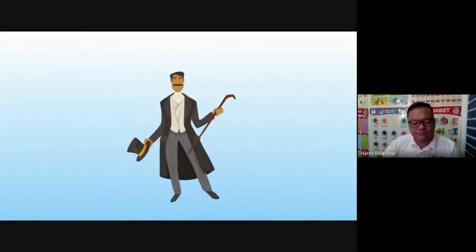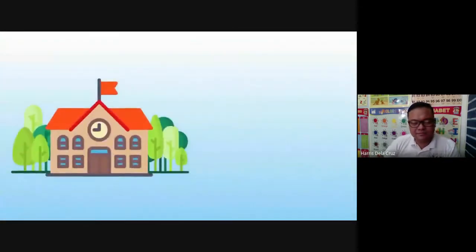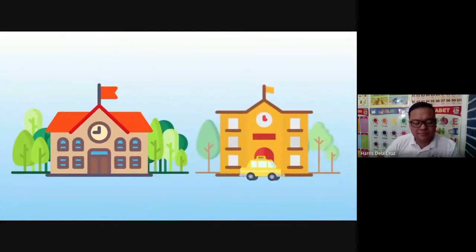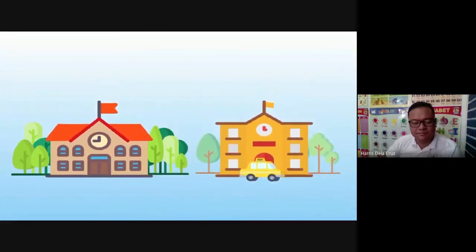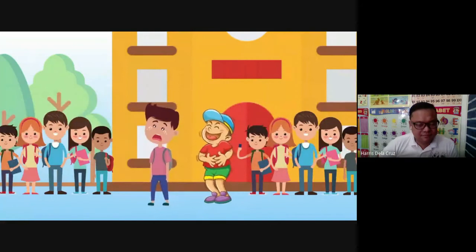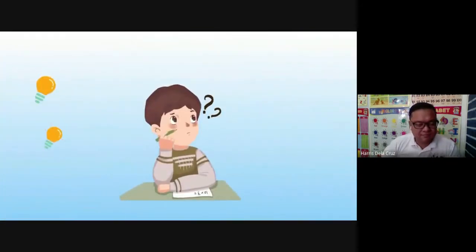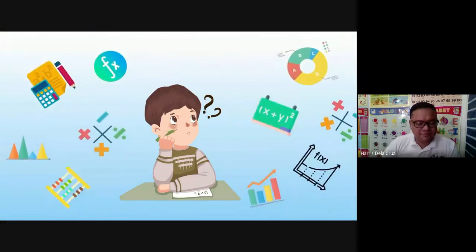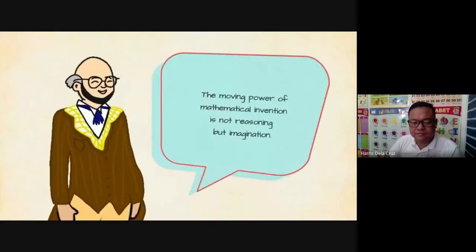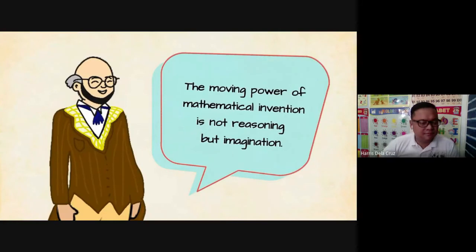When he was 10, his father passed away, and he started transferring from a school to another for a couple of times. He was bullied for seeing with only one eye. Then he turned 14, and they discovered that he is a math genius. The moving power of mathematical invention is not reasoning, but imagination.